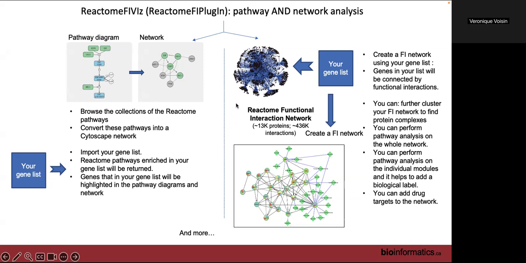And on the right, we can see the functional interaction network. What we can do is upload our gene list and query it against this functional interaction network. This, at the bottom, is the functional interaction network that we have created using a gene list. Again, the predicted interactions will be displayed as dashed lines, whereas the curated interactions will be displayed as solid lines.